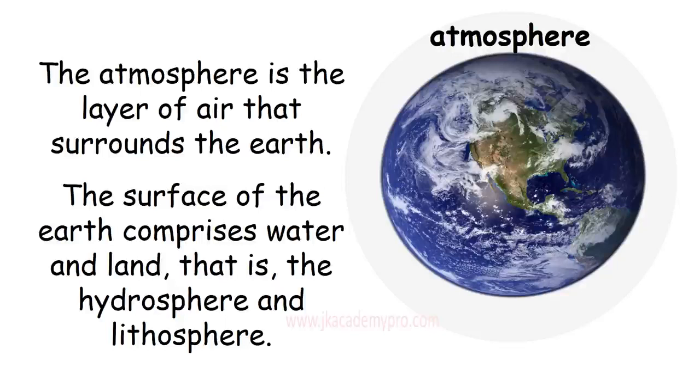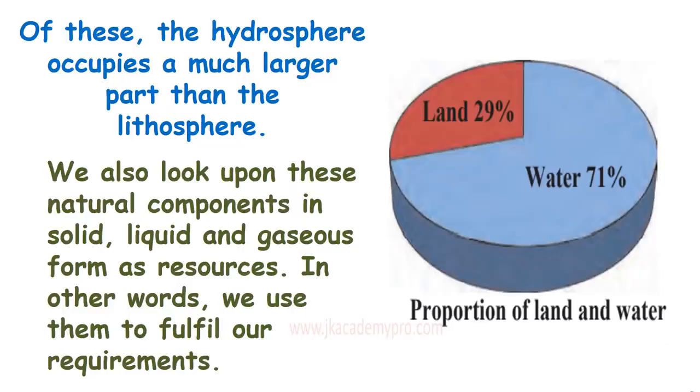The surface of the earth comprises of water and land, that is, the hydrosphere and lithosphere. Now, the water occupies 71% of the whole of the earth and land occupies 29%. So, this tells us that the hydrosphere occupies a much larger part than the lithosphere.